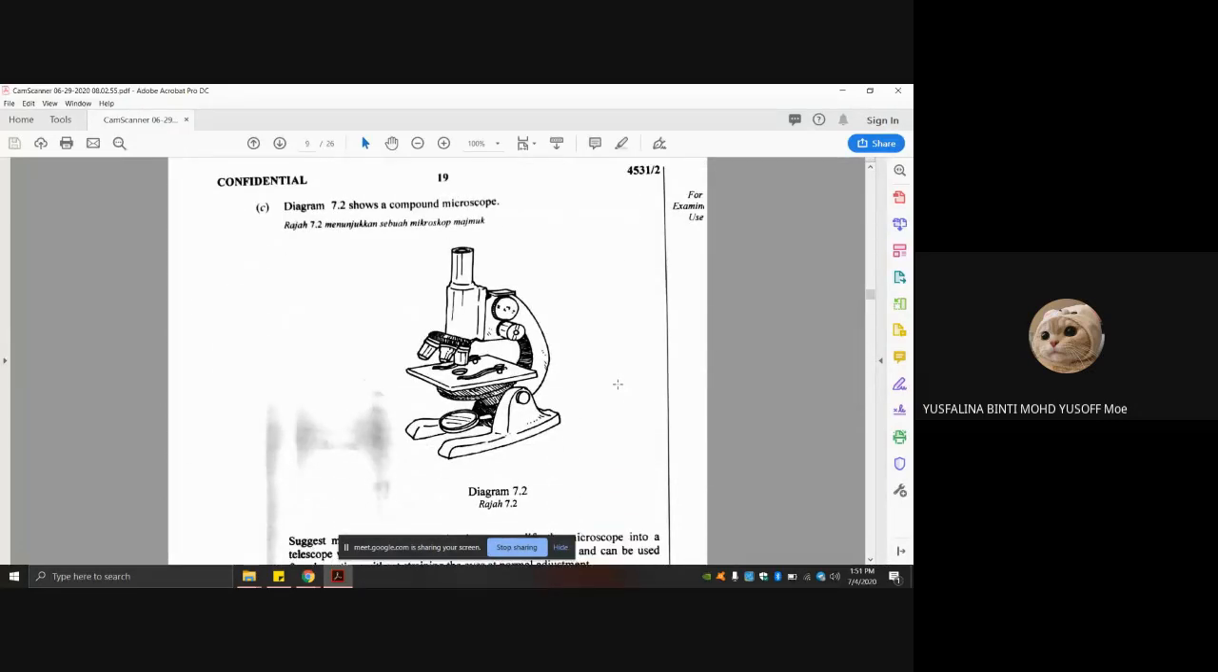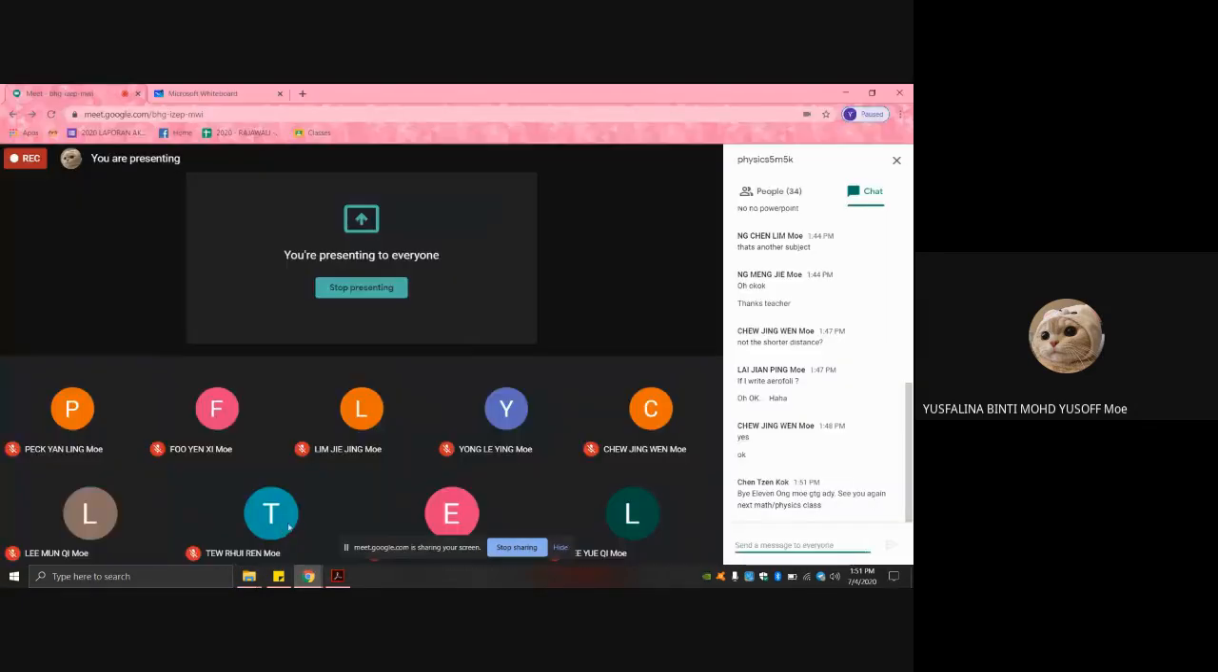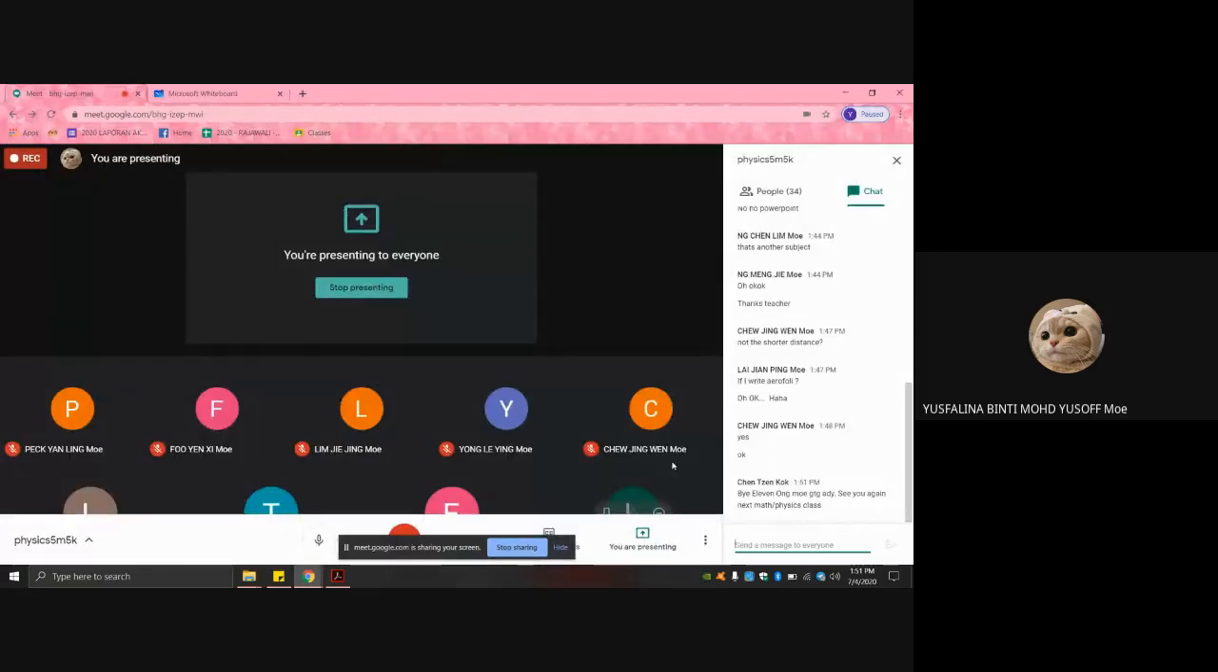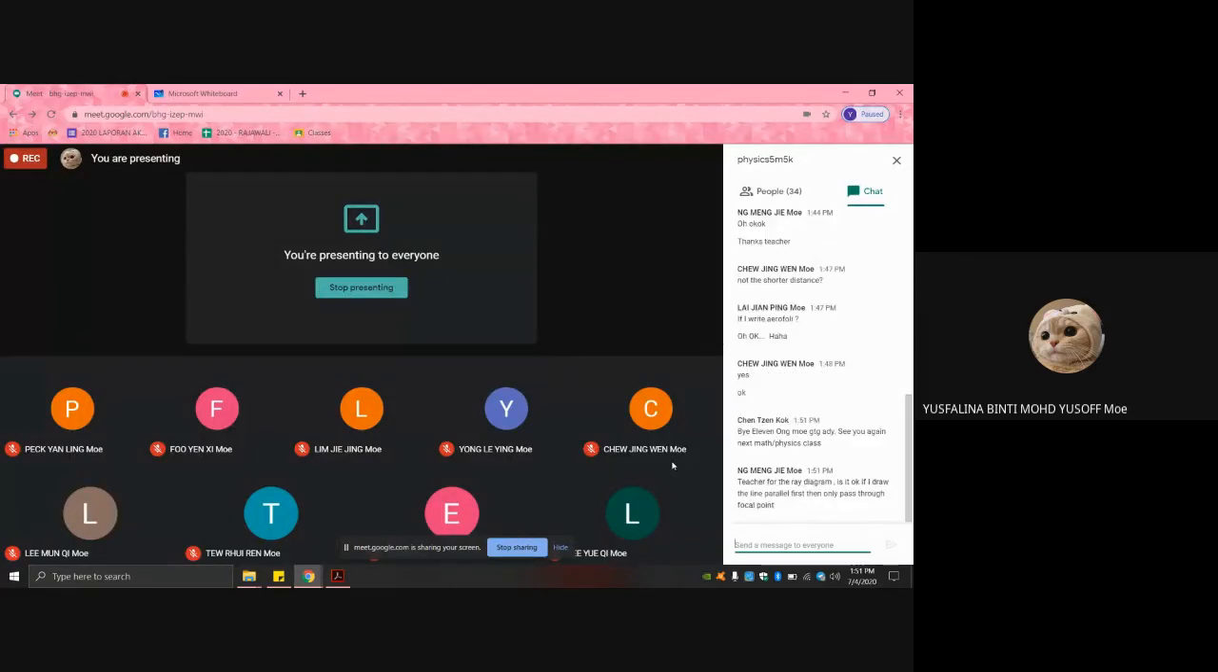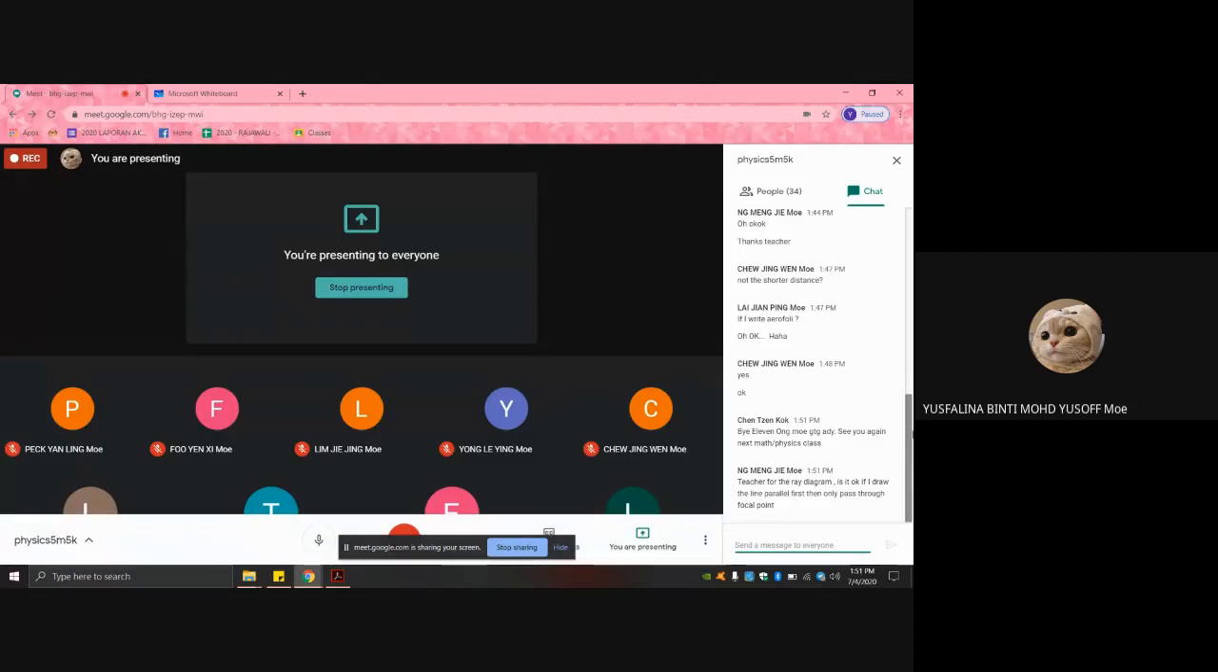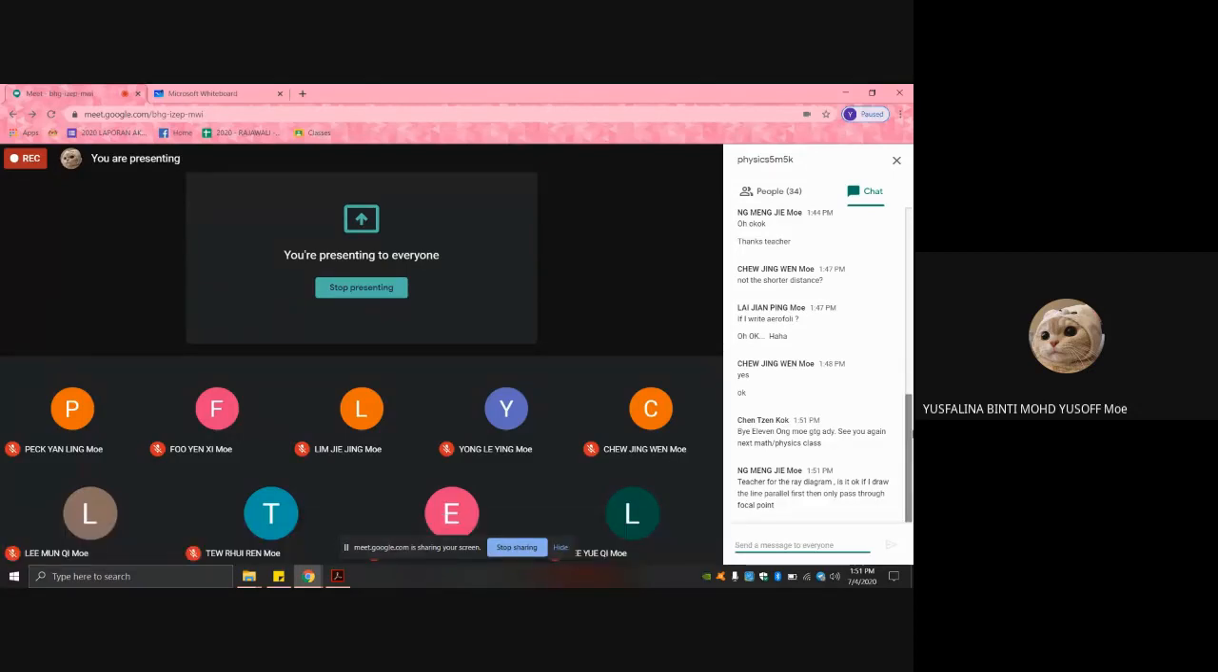Okay, for part C, diagram 7.2 shows a compound microscope. Right. Actually, who is the Zen cop? Is it in 5K? Because 5M has no Zen cop, right? So, yes. Okay.